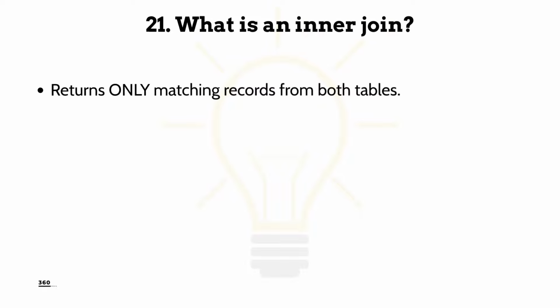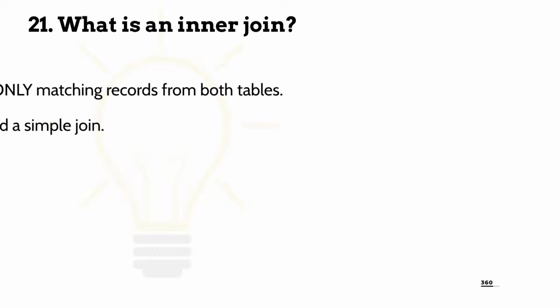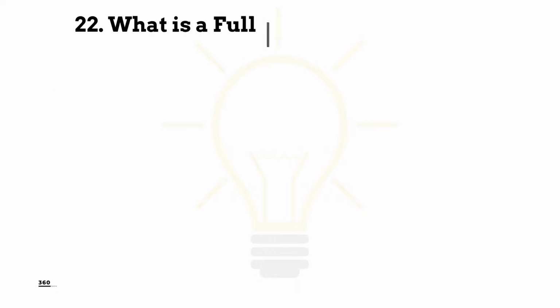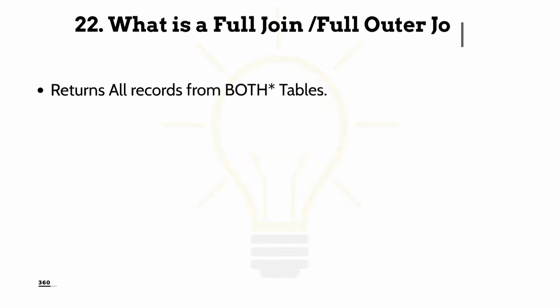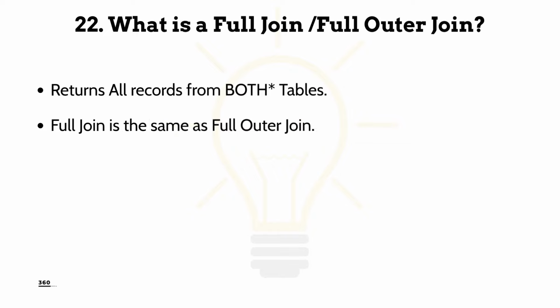Question 21. What is an inner join? This type of join only returns the matching records from both tables. This is why the inner join is also called a simple join. Coming in at question 22 is the full join, also known as the full outer join. This type of join basically returns all records from the left table as well as all records from the right table.